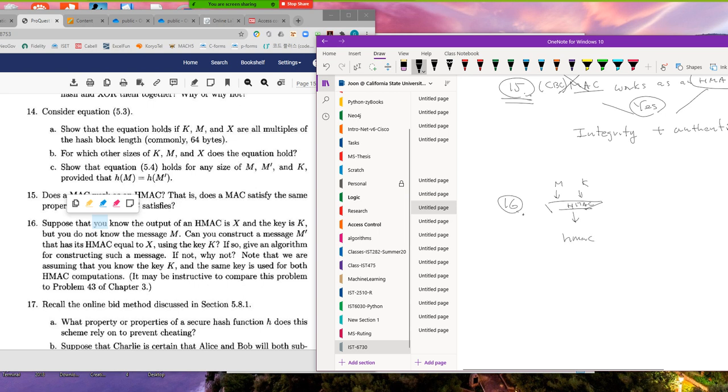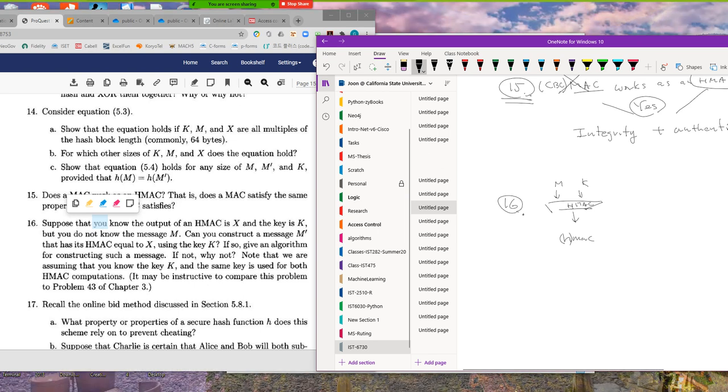It's really a MAC value. I just put H to distinguish it from the MAC value generated by CBC MAC. But it's a MAC value. Anyway, the output of HMAC, let's say this is X, and then the key is K. Can you construct a message M prime that has its MAC value equal to X using the K, but you don't know the message M?